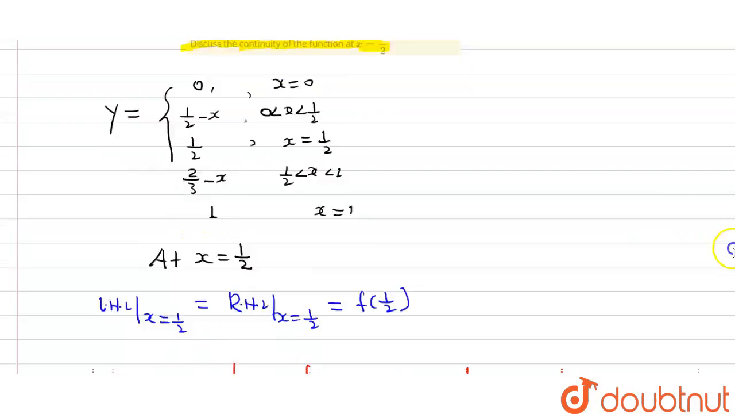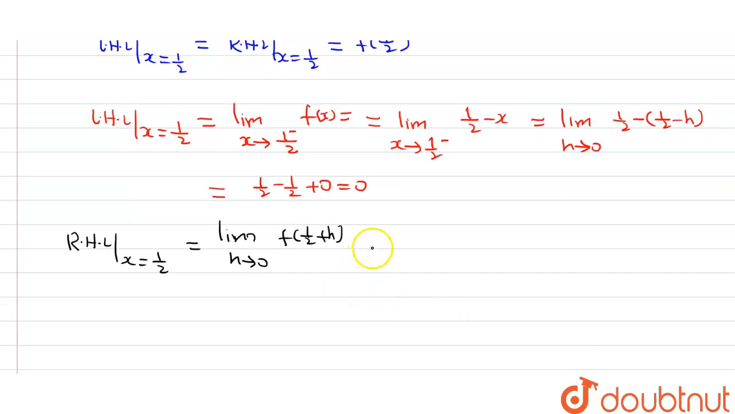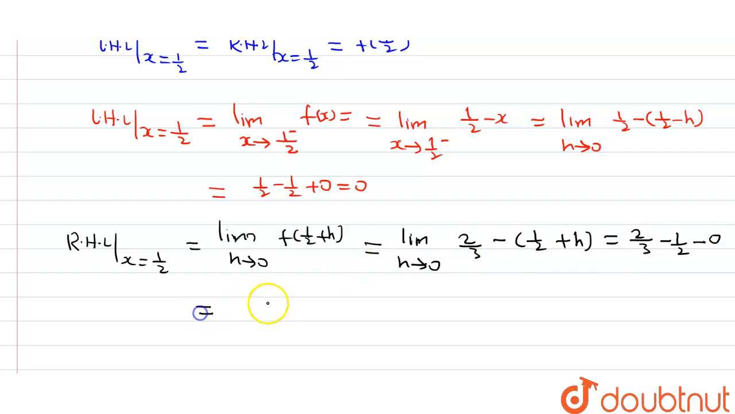So the limit as h tends to 0 of 2 by 3 minus (1 by 2 plus h) equals 2 by 3 minus 1 by 2 minus 0. So this is 2 by 3 minus 1 by 3, over 6, which is 4 minus 3, that is equal to 1 by 6.